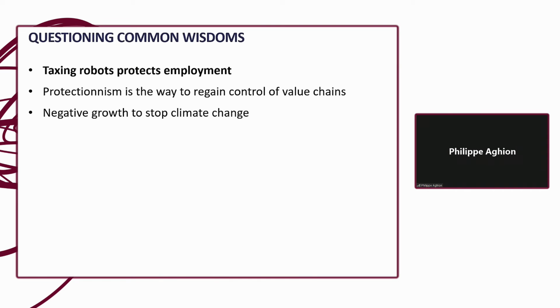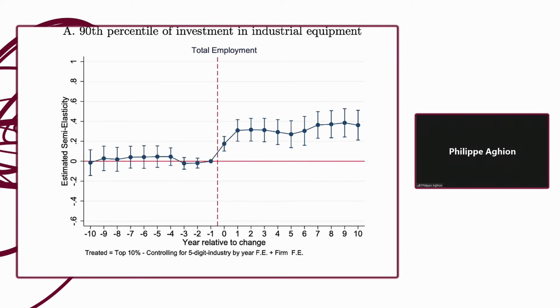Now the second thing we do is to question some common wisdom, some wrong ideas. One wrong idea is that you should tax robots to protect employment. But in chapter 2 of the book, we explained that firms in France that automate create employment. Now you might be surprised: how come when you automate, you create employment?